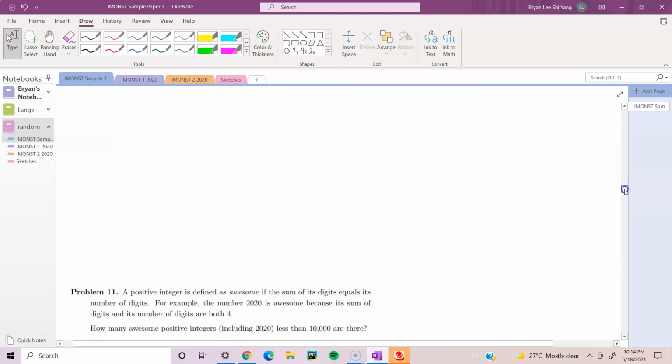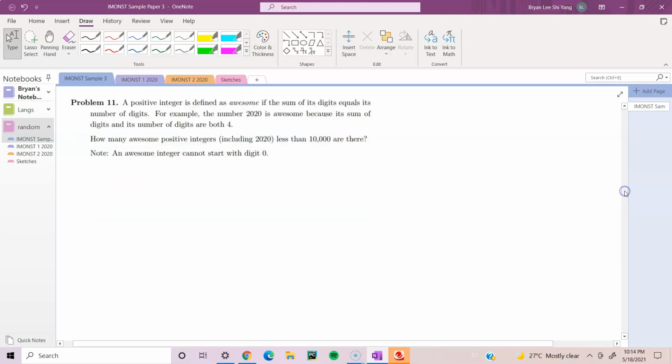So we have problem 11. This one we will need to exhaust. A positive integer is defined as awesome if the sum of its digits equals its number of digits. So for example, 2020 is awesome because its sum of digits and number of digits are both 4.